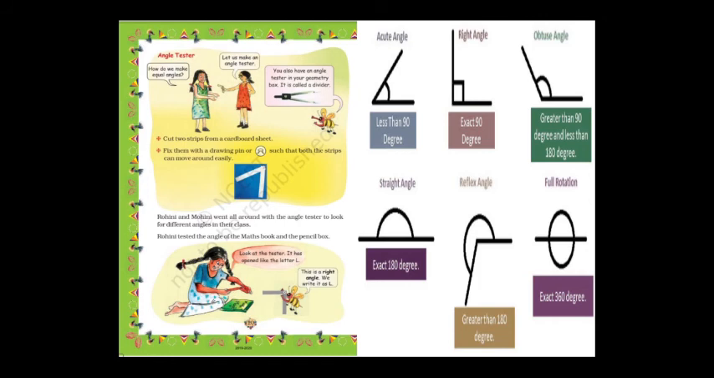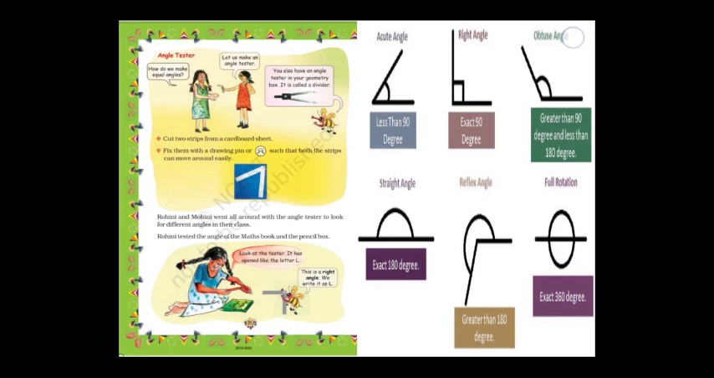Right angle is the angle which measures exactly 90 degrees. That angle you call a right angle. Obtuse angle means greater than 90 degrees and less than 180 degrees. That one you call an obtuse angle. Straight angle means the angle whose measure is exactly 180 degrees. That angle is called a straight angle. Reflex angle means the angle whose measure is greater than 180 degrees. See, 180 degrees means a straight line. A straight line always measures 180 degrees.